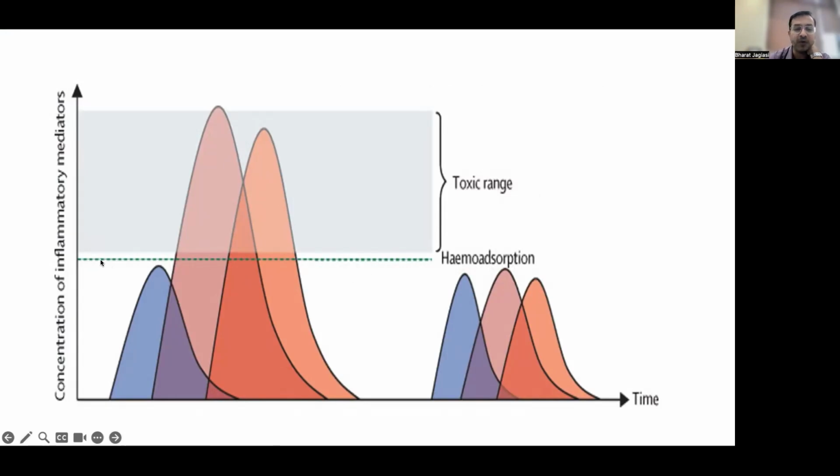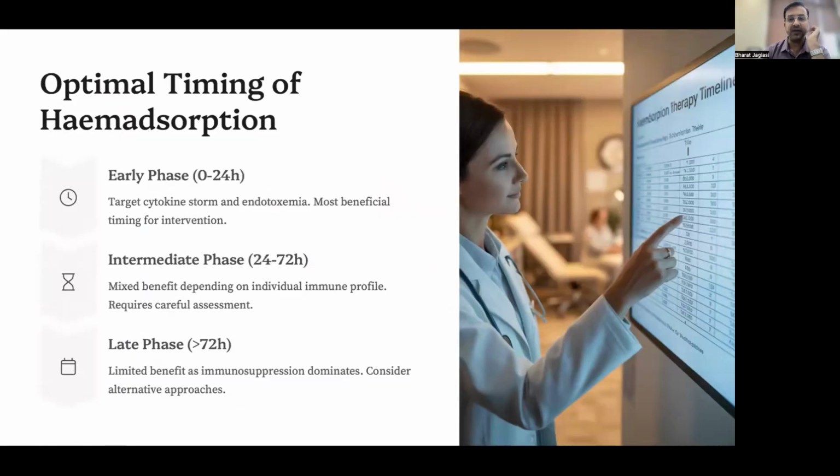What hemoadsorption does is bring this hyperinflammatory range, which is a toxic range, down to a lower level, so that organ damage is prevented, while the immune system still plays its role. It doesn't become overtly active and damage our organs on its own. So optimal timing of hemoadsorption is what is required.